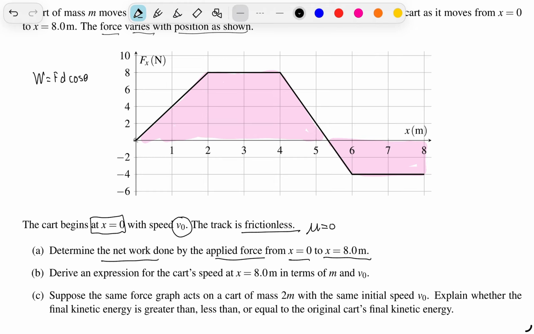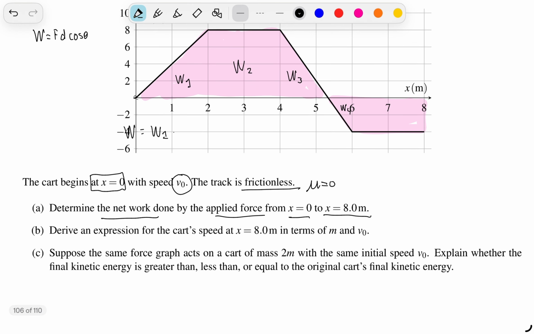We can see that from 0 to 2, we have work 1. We're going to call this work 1, we'll call this work 2, and we'll call this work 3. We have work 4. After this, let's just add these up.